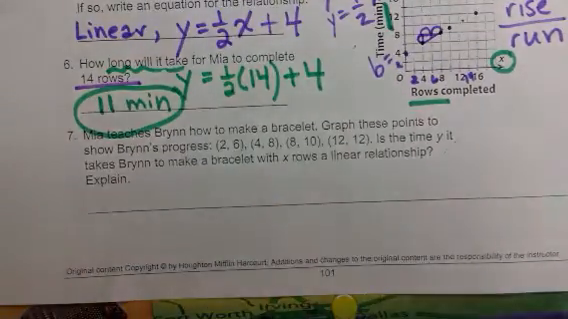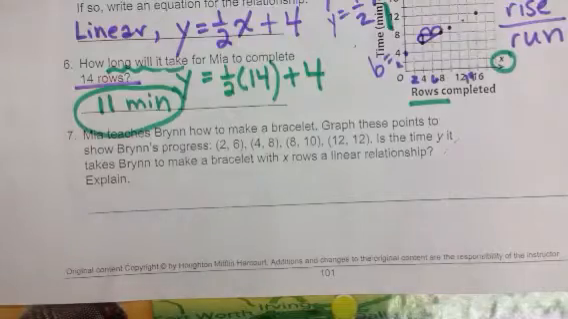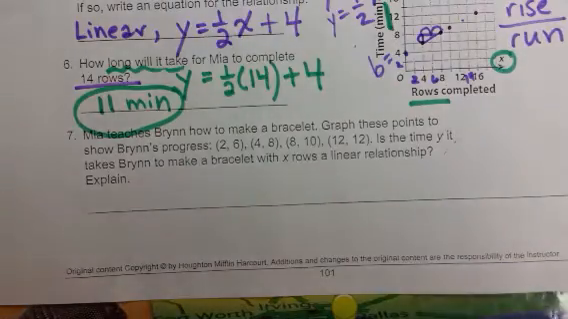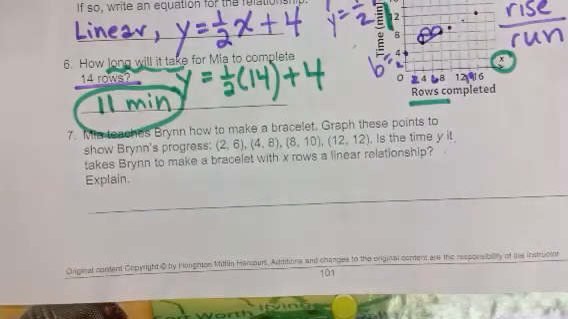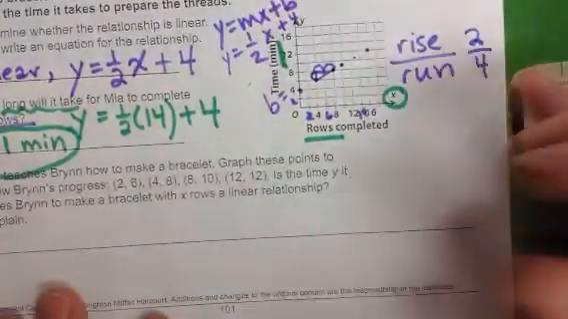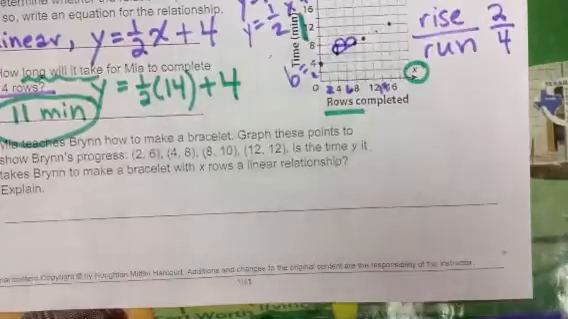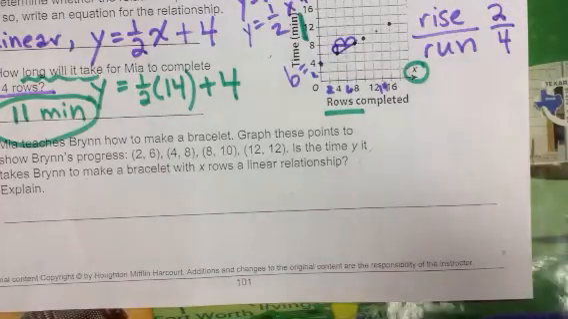Mia teaches Bryn how to make a bracelet. Graph these points to show Bryn's progress: (2, 6), (4, 8), (8, 10), (12, 12). Is the time it takes Bryn to make a bracelet with x rows a linear relationship? Explain. Okay, on this graph, we need to plot these points to see if the points were connected, would they be a straight line?